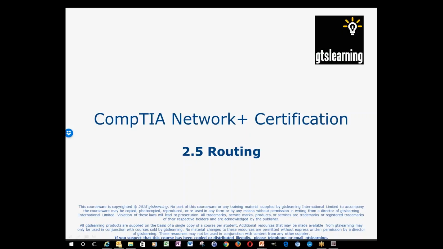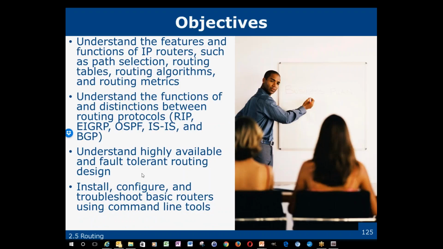Talk about routing for a few minutes. The objectives are to understand the features and functions of IP routers, such as path selection, routing tables, routing algorithms, and routing metrics.